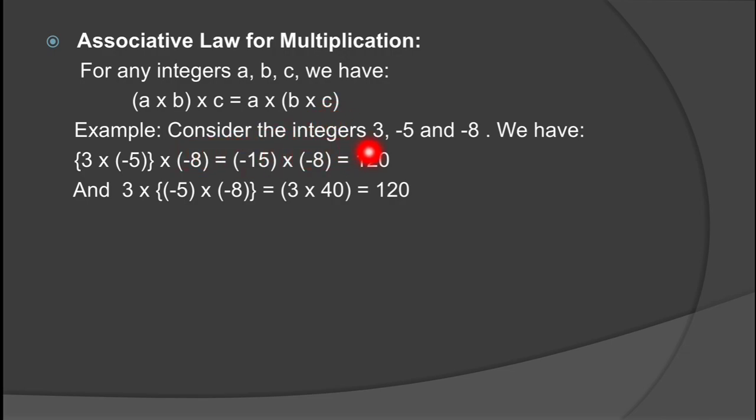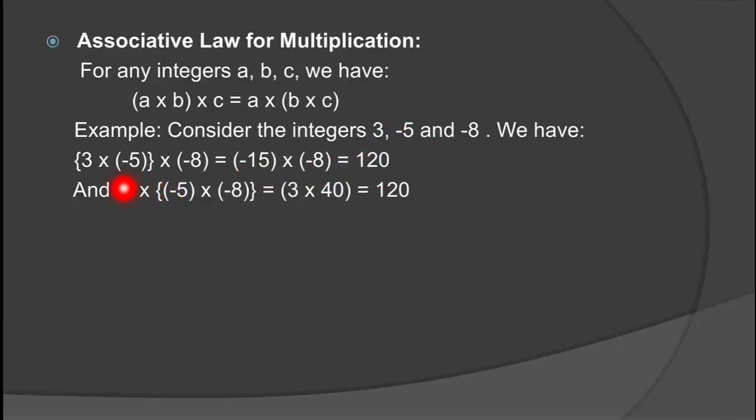Let us consider the example for the given integers 3, minus 5 and minus 8. First we group the two terms 3 and minus 5, that is, we take the product of 3 and minus 5, and we multiply this product by minus 8. While for the right hand side, we group the two terms minus 5 and minus 8, and whatever product I get after multiplying minus 5 by minus 8, we multiply this product by 3.